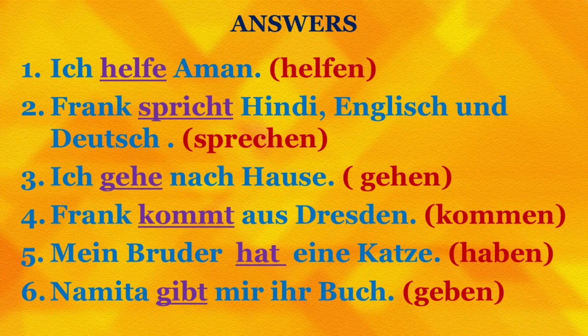The given verb here is geben. Geben means to give and the conjugated form with Namita here as subject will be the third person category case. So, it becomes Namita gibt mir ihr Buch. Can you recall the conjugation for geben? Ich gebe, du gibst, sie es gibt. And here we need to use the third person category case of conjugation. Therefore, we are using gibt.